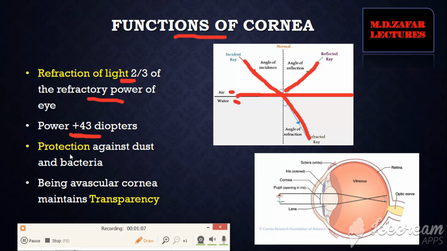Now it also provides protection against dust and bacteria, as it is highly sensitive to dust and bacteria, and it is avascular, and this avascular property maintains the transparency. Because of this transparency, we can see all the objects clearly without any impression of blood vessel or blurriness in our eyes.